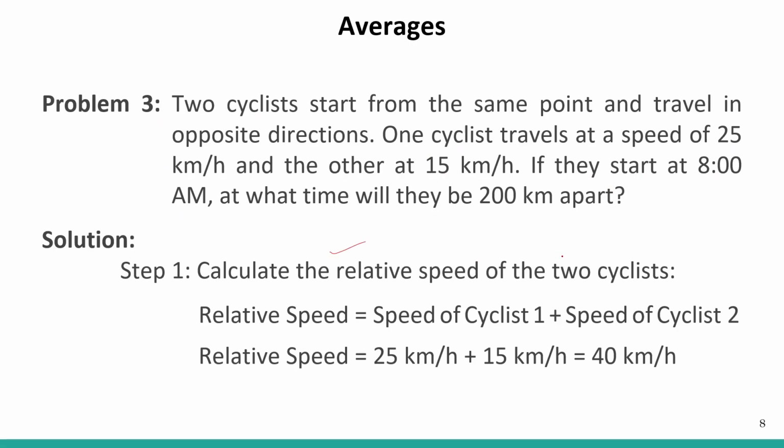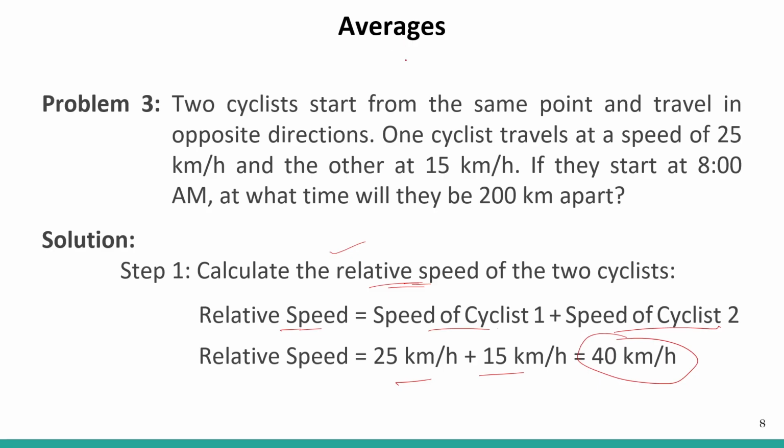Calculate the relative speed of the two cyclists. Using the relative speed concept makes the problem easier, because after calculating the relative speed, you can assume one is stable at a point and the other is moving at that relative speed. So the calculation becomes very easy. Relative speed will be the speed of cyclist 1 plus the speed of cyclist 2. So that is 25 plus 15, which is 40 kilometer per hour. Just 40 kilometer per hour will be the relative speed.